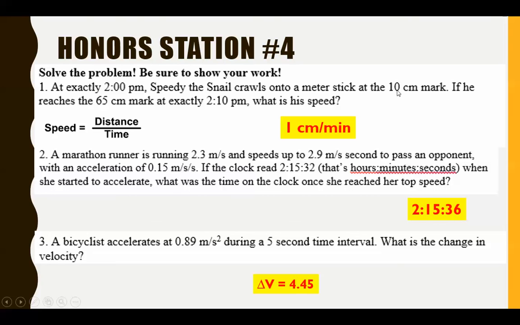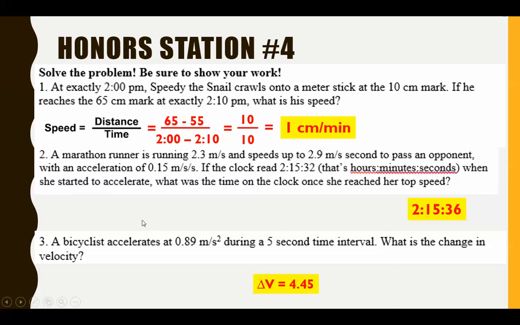So if he's starting at the 10 and going to the 65, the distance is the difference between those two numbers, so that's 65 minus 55. Same thing for the time. If he's going from 2 o'clock to 2:10, if we subtract those two times from each other, we're going to get the time that it takes him, which ends up being 10 over 10. He goes 1 centimeter per minute.